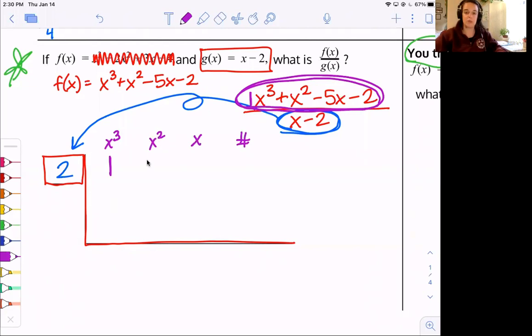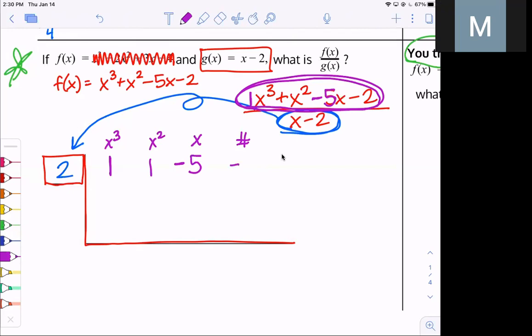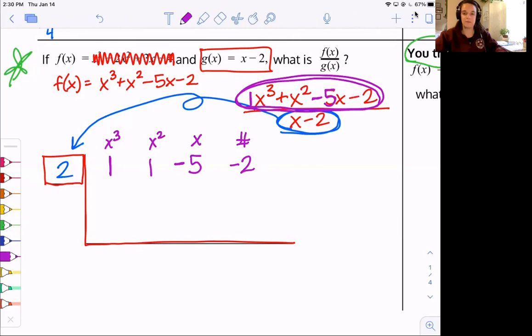So how many x squareds do I have? How many x squareds do I have? 1. Yeah, 1. Thanks, Zephyr. I have 1. How many x's do I have? 5. And since it's negative here, I want to put -5. Right, so I'm going to put -5 there. Cool. And what's my number? What's the constant by itself? Yes, Melanie? -2. Yeah, good job, Melanie. -2. Right, so -2 coming from this portion here.